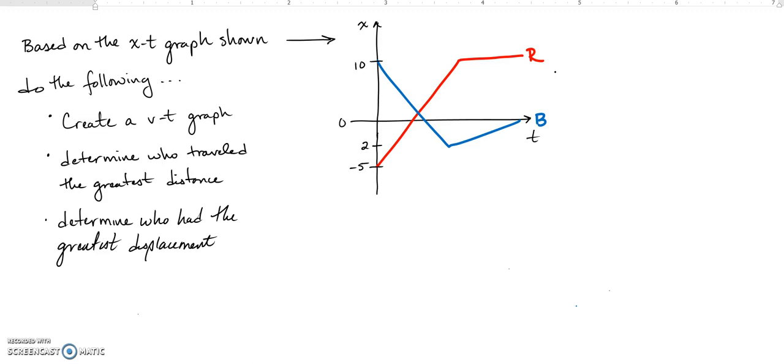Side note's done. So create a velocity time graph based on this position time graph. Determine who traveled the greatest distance. Is it red versus blue? I don't know. You'll find out. Determine who had the greatest displacement. Was it red? Was it blue? I don't know. You'll look into that.